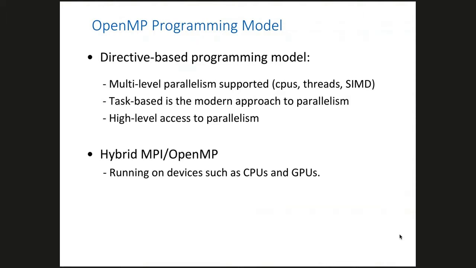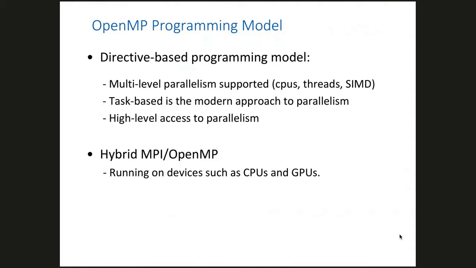So if we now talk about OpenMP parallel programming, certainly the fork-join model still is the model, and certainly it still is a directive-based programming model. But we can see it has multiple levels of parallelism supported. It supports CPUs and threads, SIMD, and also different devices. So now it is basically largely task-based. That is the so-called modern approach to parallelism. It certainly is a high-level approach.